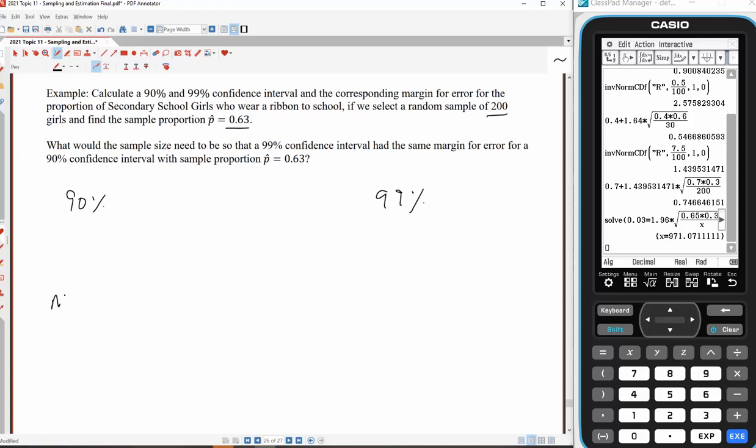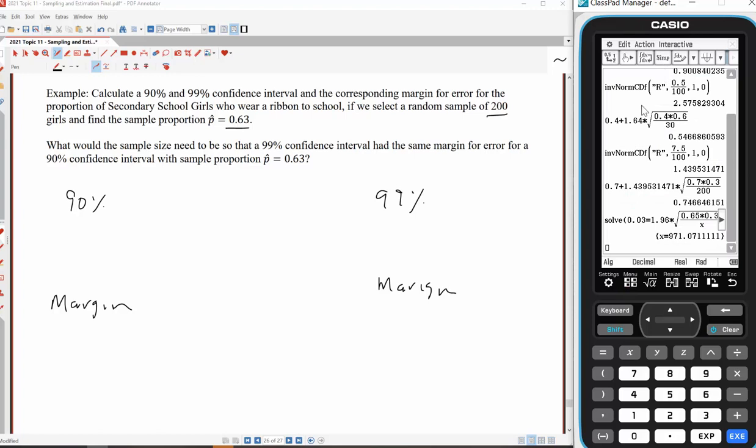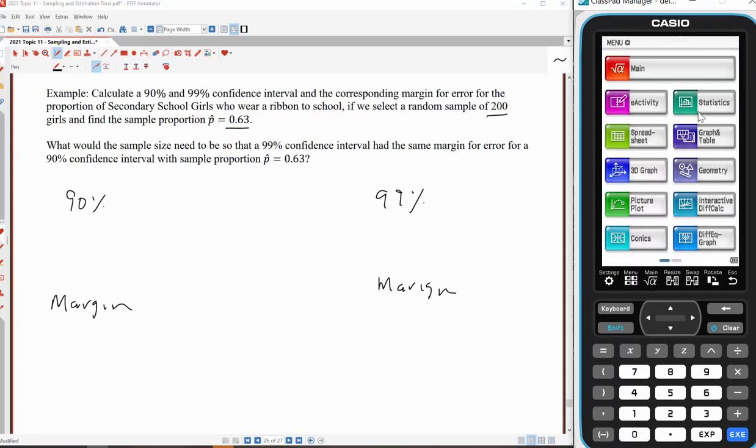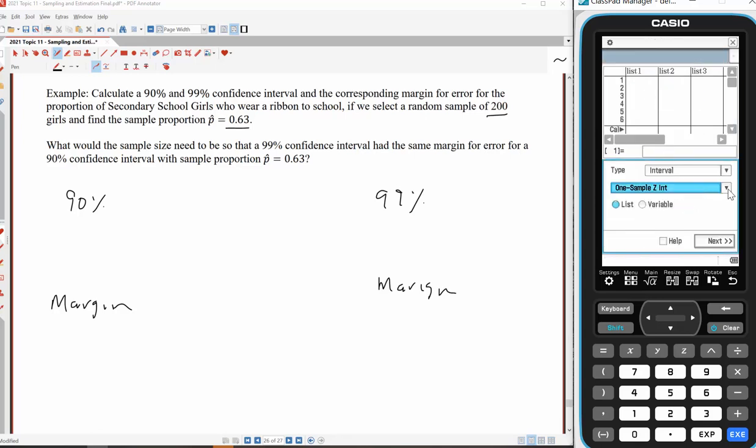Then we'll get the margin for the 90 and the margin for the 99. Then we'll answer the next question. Okay, so to speed up the process, I'm absolutely going to use stats to get the 90 and 99 margins. So menu, stats, calc, interval, 1prop_z. So we want a 90% confidence interval.